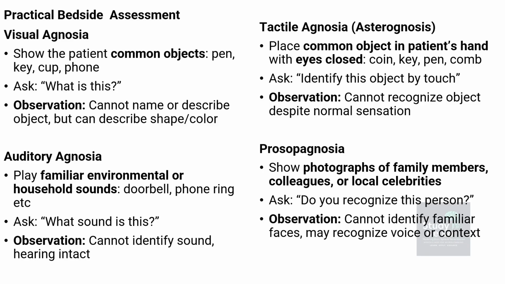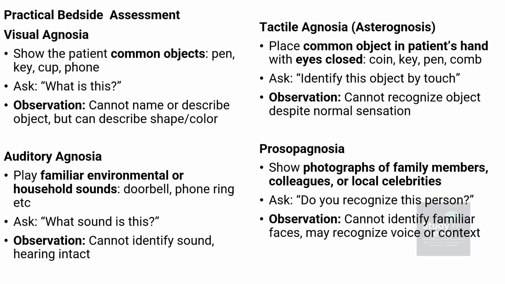At the bedside, assessing agnosia involves testing the patient's ability to recognize familiar stimuli across different senses. For visual agnosia, you present common objects such as a pen, key, cup, or phone, and ask the patient to identify them. A patient with visual agnosia may describe the shape or color, but cannot name or explain the object.